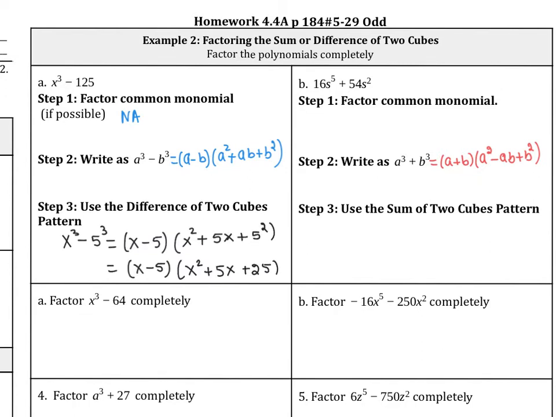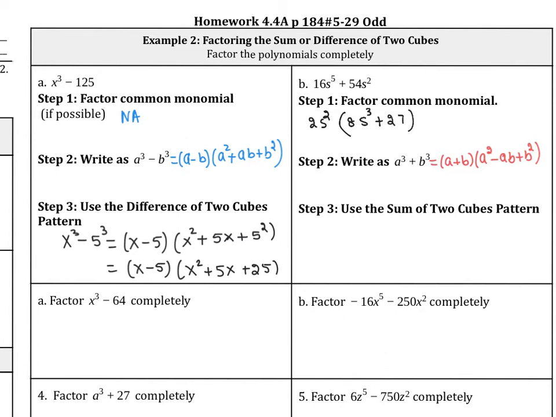Next we are going to do letter B, 16s to the 5 plus 54s squared. First of all, you're going to see if there is any common monomial. And in this case, we do have a common monomial. The common factor is going to be 2s squared, and what you're left with inside is 8s to the power 3 plus 27.